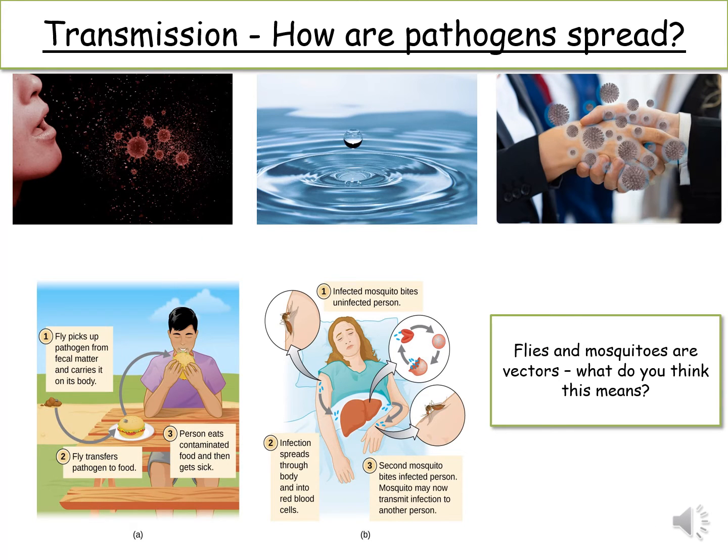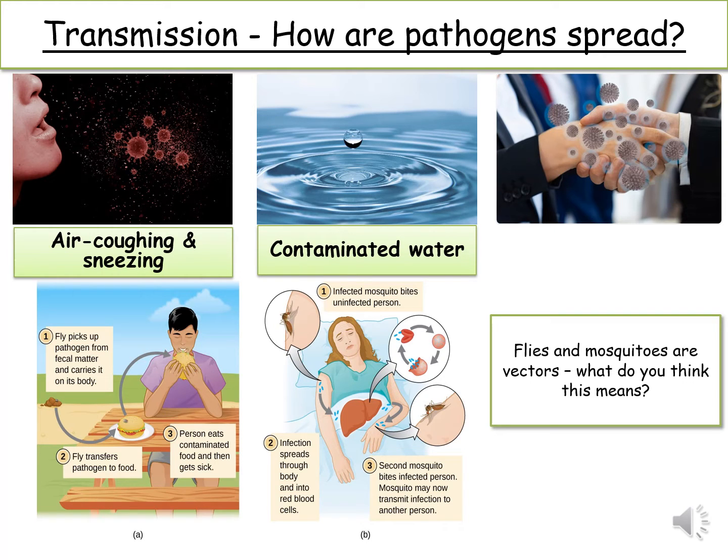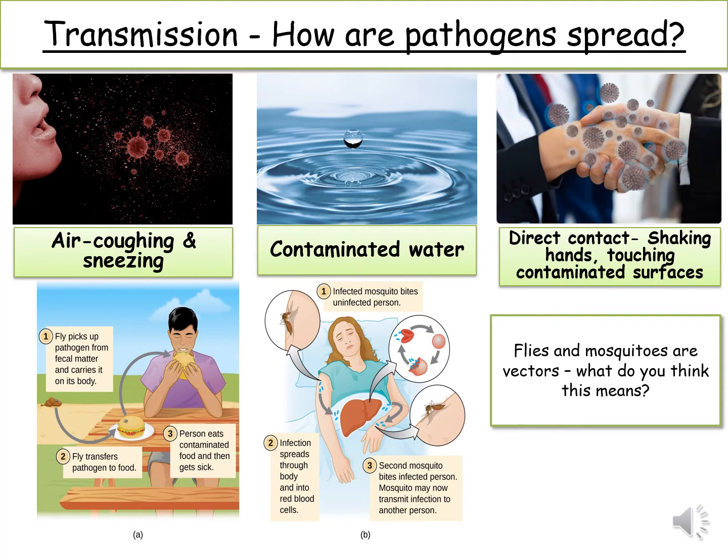How are pathogens spread? Pathogens can be spread in three ways. So there's air, so pathogens can be spread through coughing and sneezing, through contaminated water, and through direct contact, such as shaking hands and touching contaminated surfaces. Flies and mosquitoes are vectors. What do you think this means? Pause the video and write down your answer.